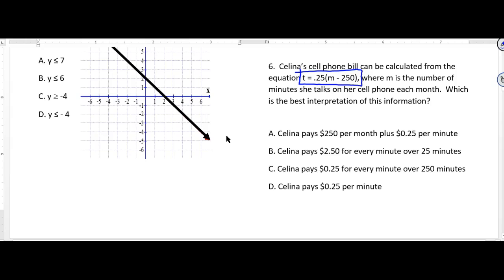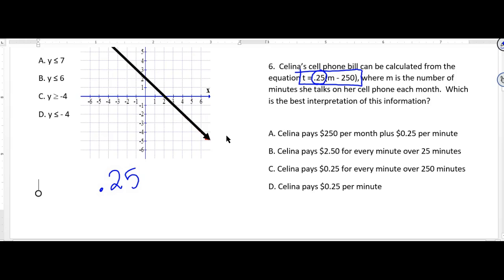Well, I know I'm multiplying 25 cents times something. That's telling me it's going to be 25 cents per minute. But it's not just 0.25 M. That would be 25 cents per minute. I'm multiplying 0.25 times the number of minutes minus 250.